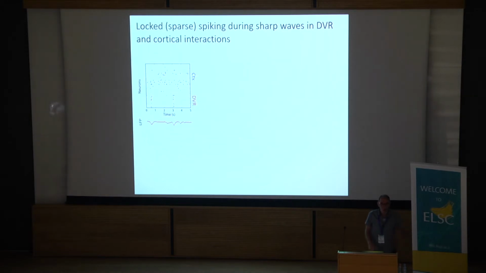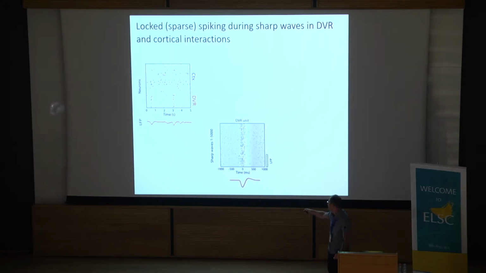So for that, we go to spiking activity. And here you see a typical raster plot. So lines are spikes of neurons. In purple, neurons in cortex. In red, neurons in DVR. And here you see the LFP. And we have these sharp waves here. So we take all the sharp waves, we collect them, and look at the activity of a single unit surrounding the time of these sharp waves. So this is what you see here.